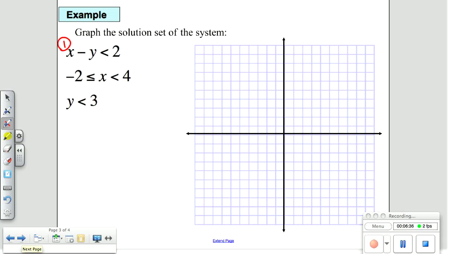Remember, we need to solve for y. We need to get the y alone. I'm going to add y to both sides this time. Notice I don't have to flip my inequality, and subtract 2. And so we get that one. We'll go down to negative 2. That's our y-intercept. And our slope is 1, 1.